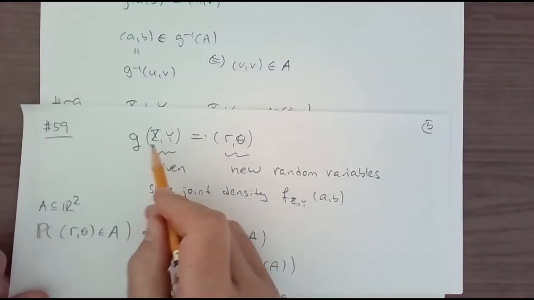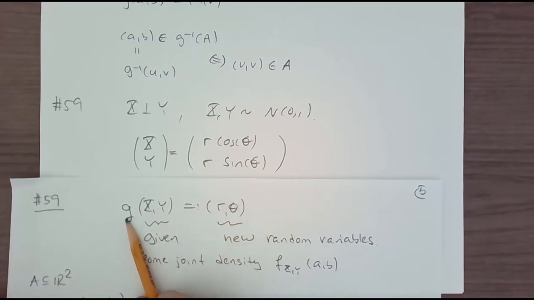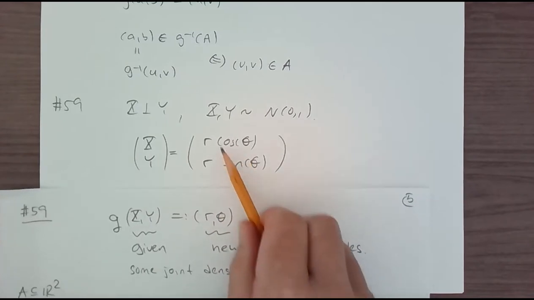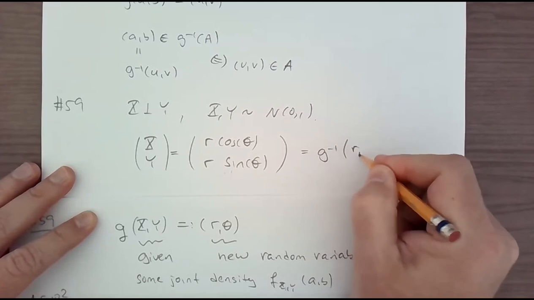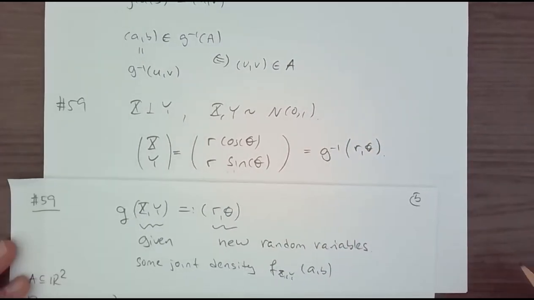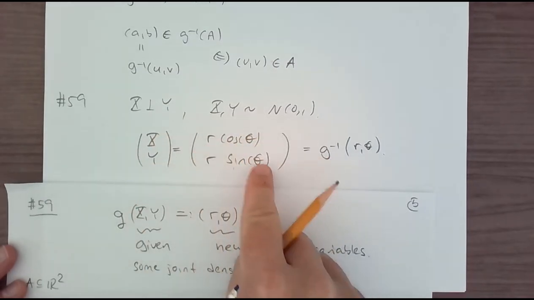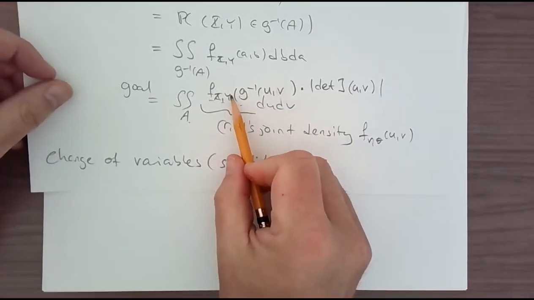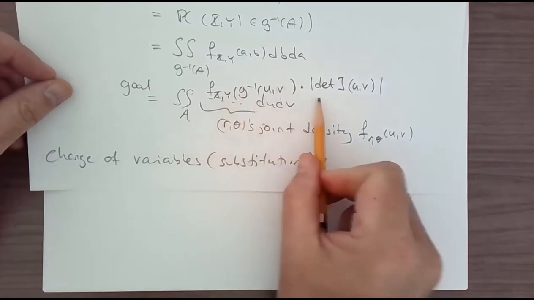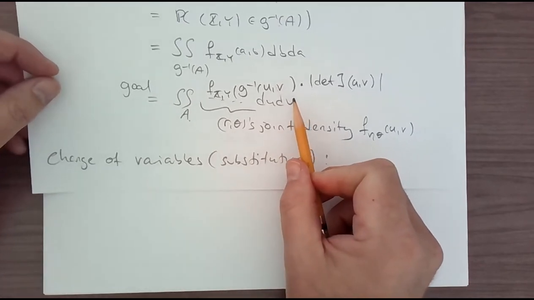So I go from x's and y's to r's and thetas through g. Here we're given the inverse relationship, where (x, y) is equal to g inverse of (r, theta). That is giving me x and y in terms of r and theta. So what the formula says is that the density I'm looking at is going to be this thing here.